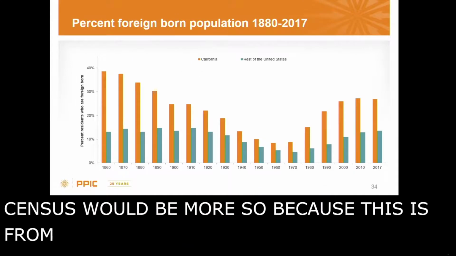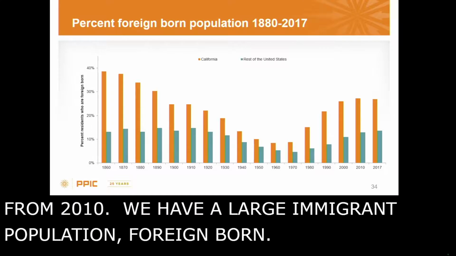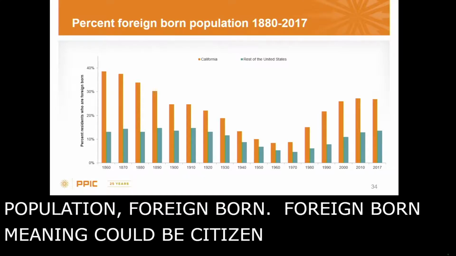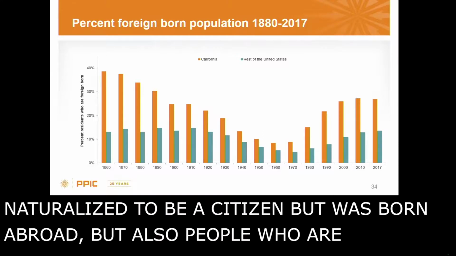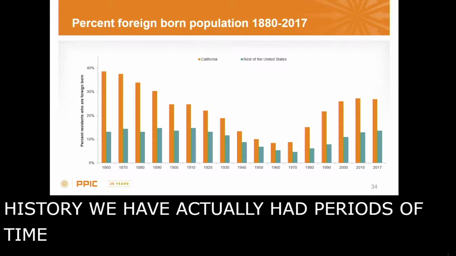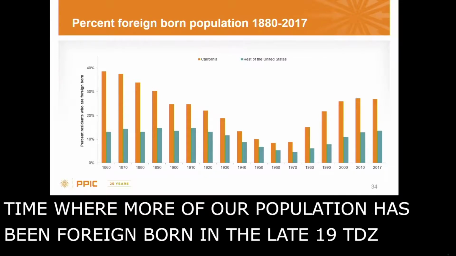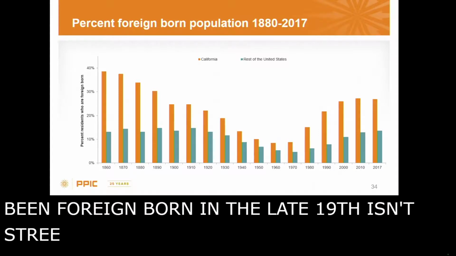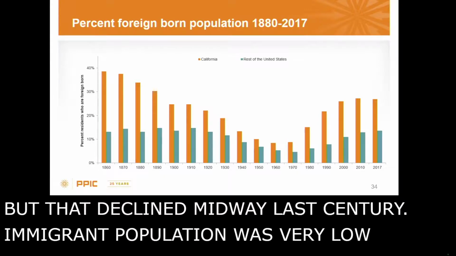We have a large immigrant population, foreign-born. Foreign-born meaning could be citizen, have been naturalized to be a citizen, but was born abroad, but also people who are not citizens. You can see throughout our history, we have actually had periods of time where more of our population has been foreign-born in the late 19th century, but that declined rather rapidly going into midway through last century. That immigrant population was very low. And then in the last few decades, it has increased again.